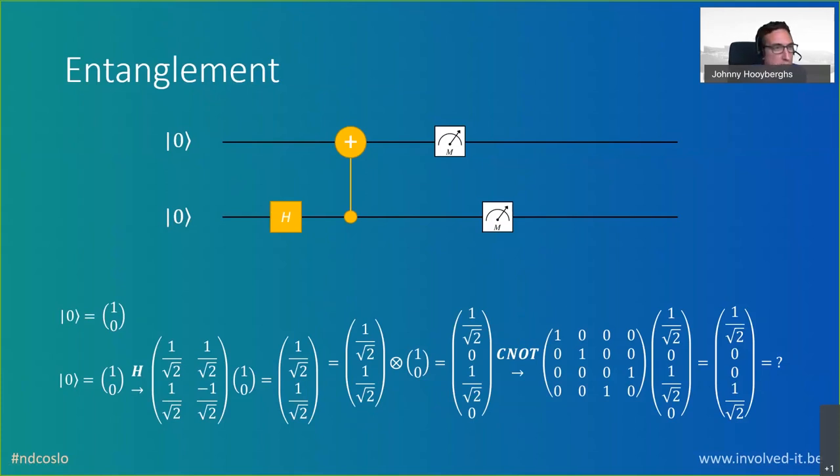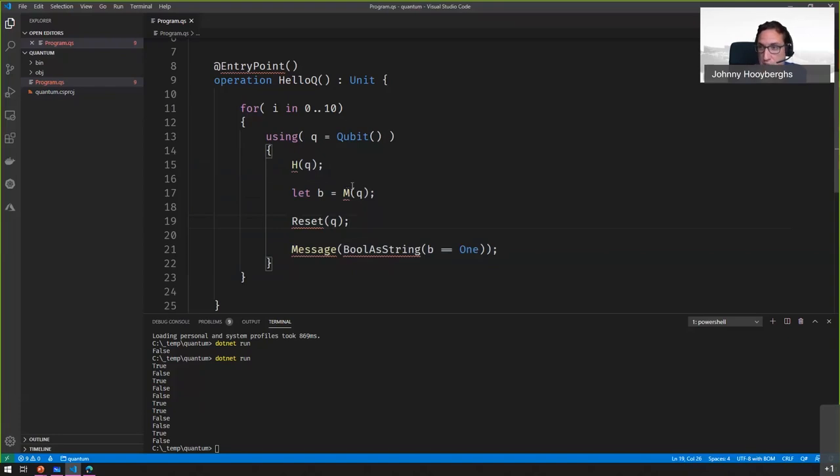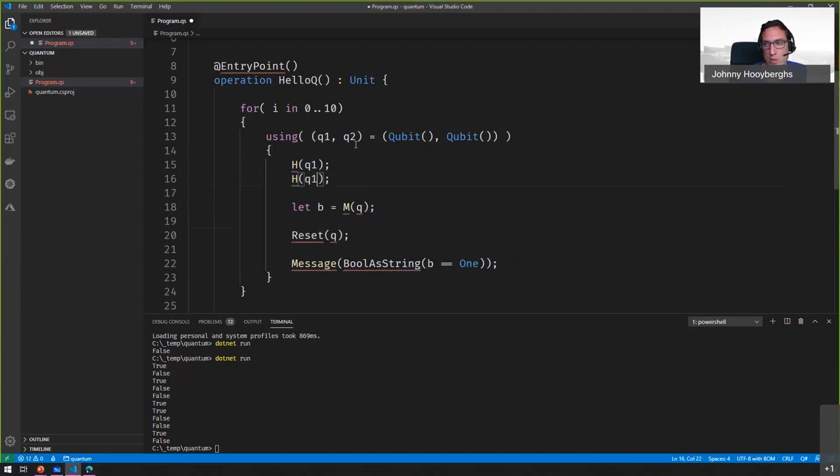So we can do this in Q-sharp by just changing this a little bit. So I don't need one qubit, but I need a tuple of two qubits. So q1 and q2. I'm going to be very original with my namings. So this is how you create two qubits. I'm going to put the first qubit in superposition, not the second one. And then I'm going to apply the CNOT gate to q1 and q2, where q1 is the control qubit. So q1 will be the control and q2 will be the target.